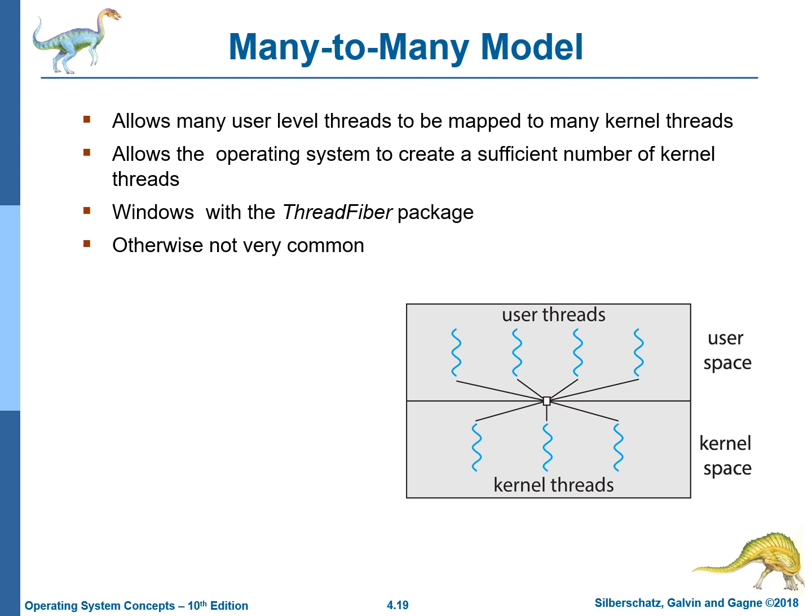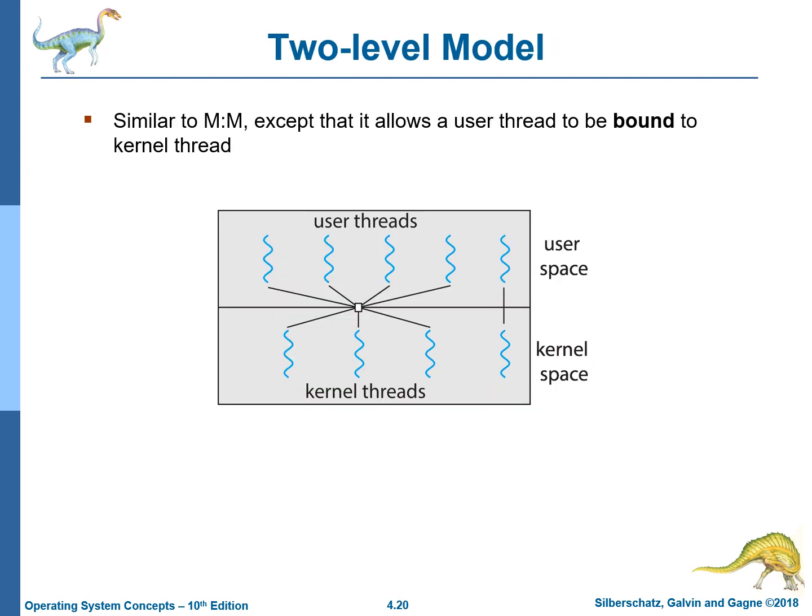It is used in Windows with a thread fiber package, and otherwise it's not very common. One popular variation of the many-to-many model is the two-tier model, which allows either many-to-many or one-to-one operation. It is similar to many-to-many except that it allows a user thread to be bound to a kernel thread. IRIX, HP-UX, and Tru64 UNIX use the two-tier model, as did Solaris prior to Solaris 9.